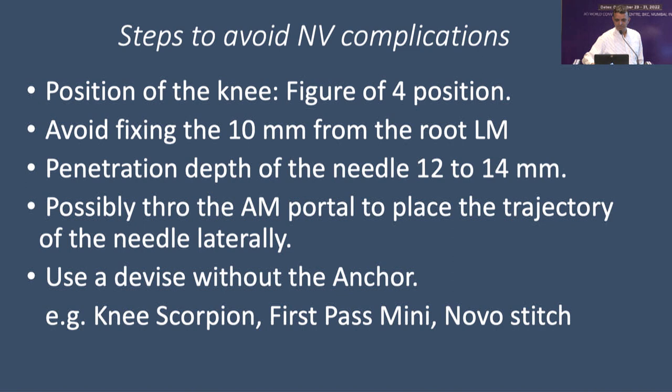posterior horn. The steps to avoid injury are, as I mentioned earlier, the figure-of-four position to open up the joint, and not only to open up the joint but to keep the vessels away. When in flexed position, they tend to go away from the posterior horn, so we get enough space. The posterior 10 millimeters is the crucial zone, behind which is the proximity of the artery. Penetration has to be limited to 12 to 14 millimeters, and possibly passed from the anteromedial portal so that the trajectory goes laterally, away from the neurovascular bundle.